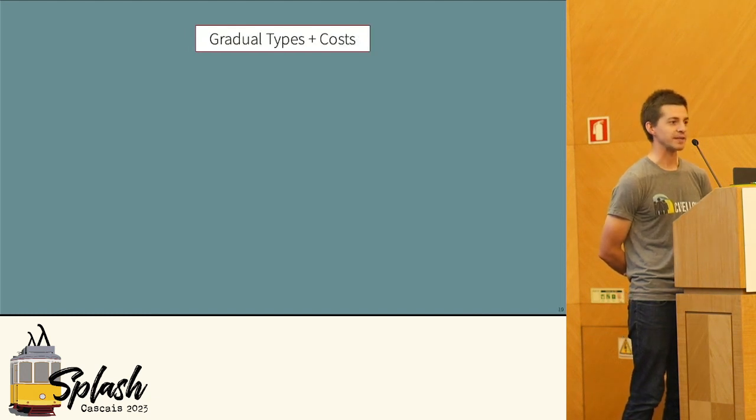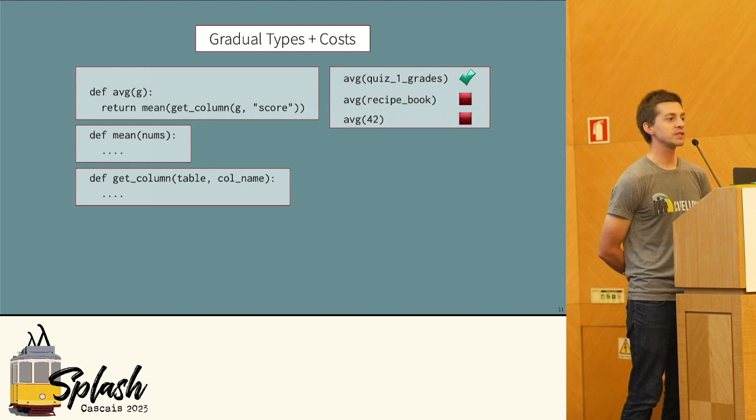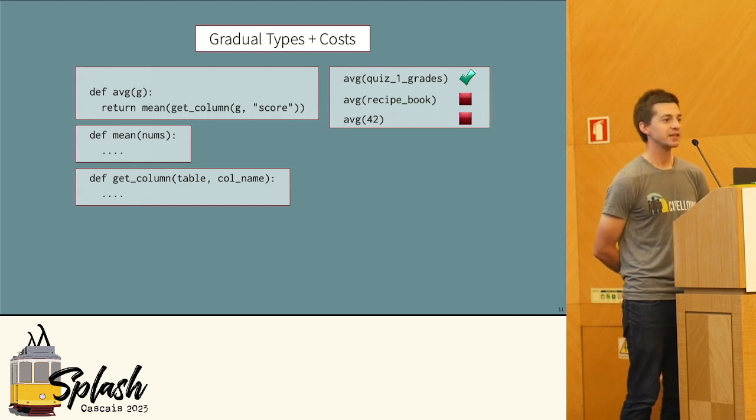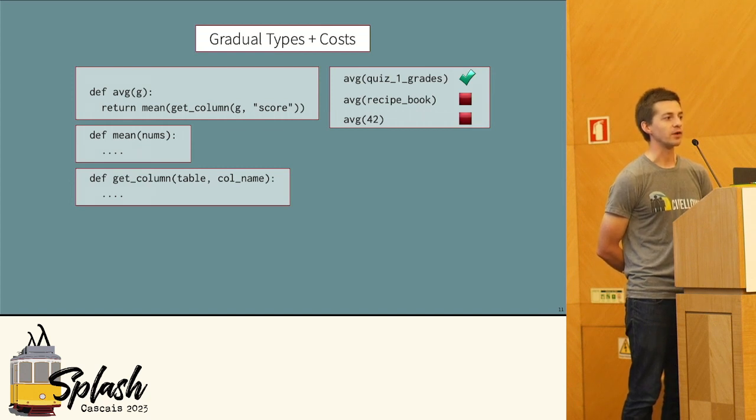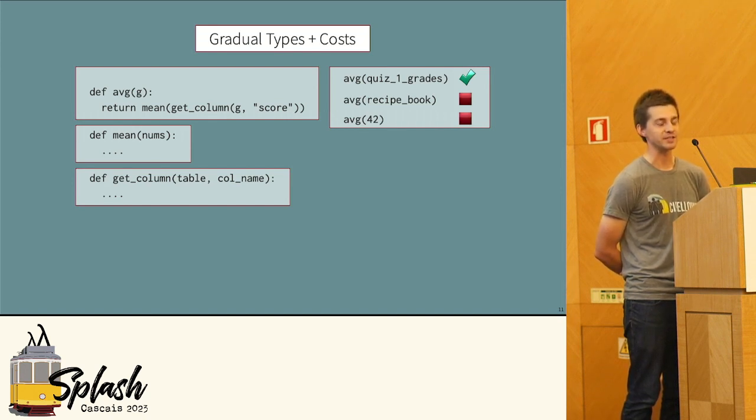So gradual types, where do these costs come from? First, here's some untyped code. I've got an untyped function that computes an average of the grades column of a big grading workbook. On the right, I've got a few calls to the average function. Since this is an untyped language, we can call the function with any arguments that we want. So the first call has a check mark because that's a good call. We're passing in an actual gradebook. And the second two are bad calls. We can run these and see what happens in the untyped code.